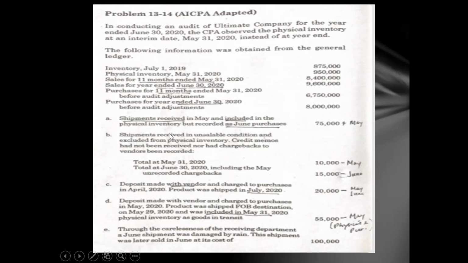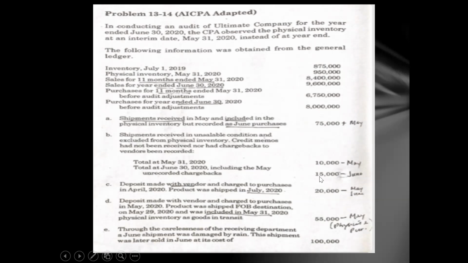For letter B, shipments received in unsaleable condition. Unsaleable means it's damaged and excluded from physical inventory. So it's correct that you should exclude it because it is unsaleable. Credit memos had not been received nor had chargebacks to vendors been recorded. Total at May 31, 2020, so meaning the company was not able to record the return. But since it is unsaleable, it is proper to deduct it. So total at May 31, 2020 is 10, while your total at June, including already the May, is 15.